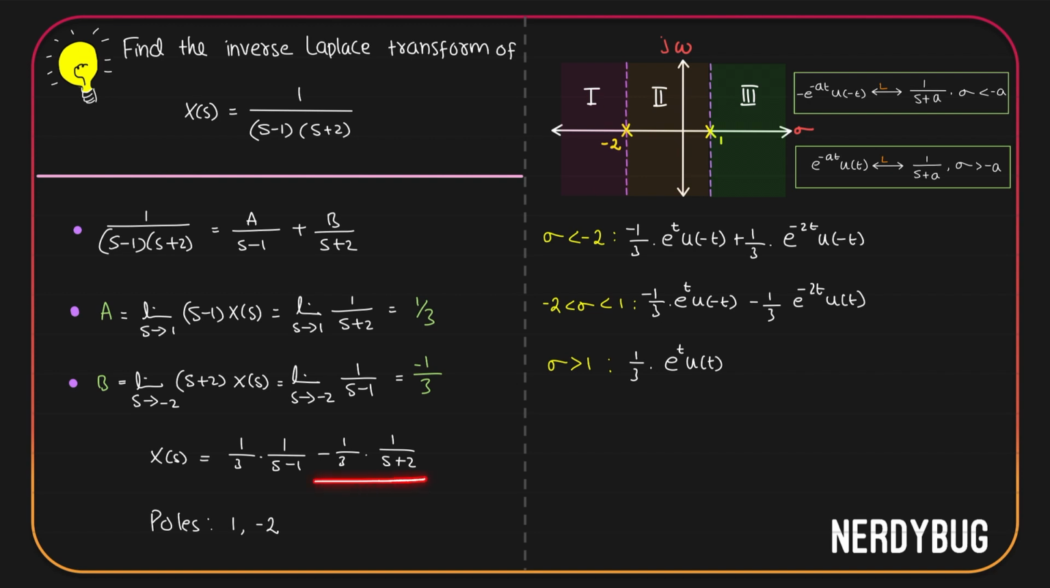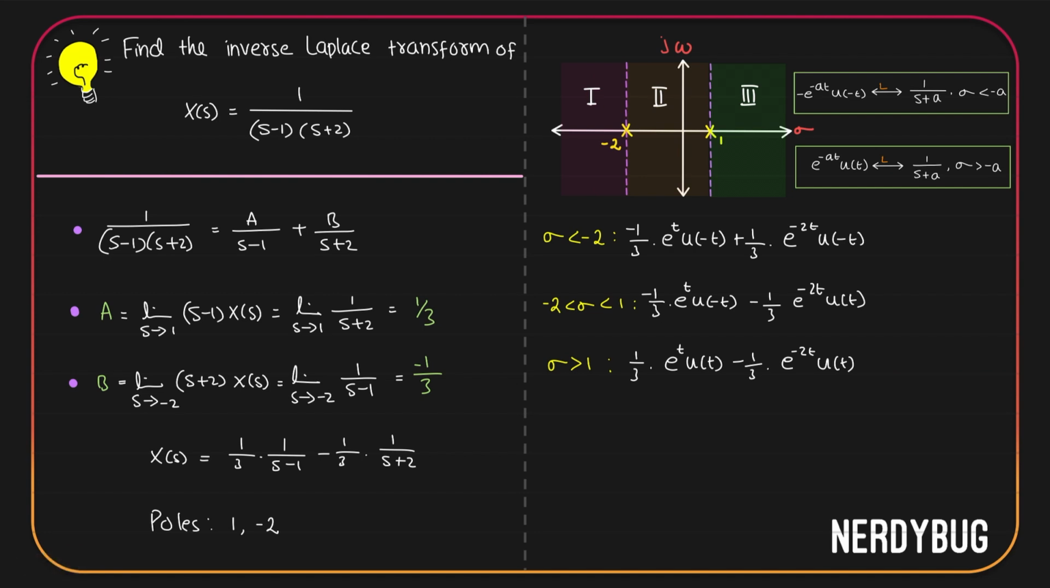The next term is minus 1 by 3 into 1 by s plus 2. So minus 1 by 3 multiplied by, let us compare 1 by s plus 2 with 1 by s plus a. A is equal to 2. Substitute it over here to get its inverse Laplace transform. We get e raised to minus 2t u of t.